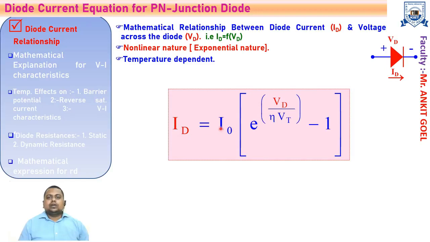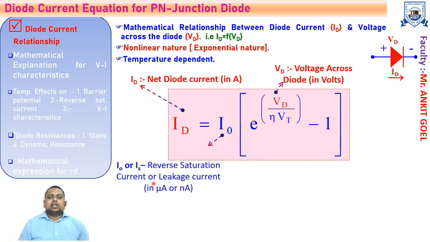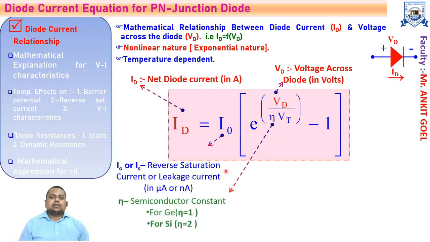ID is equal to I naught e to the power Vd upon eta Vt minus 1, where ID denotes the net diode current, Vd denotes the voltage across the diode, I naught is the reverse leakage current or the reverse saturation current which is in the range of the microampere or nanoampere. Eta is the semiconductor constant which is taken as 1 for the germanium and 2 for the silicon, and Vt is called the thermal voltage.